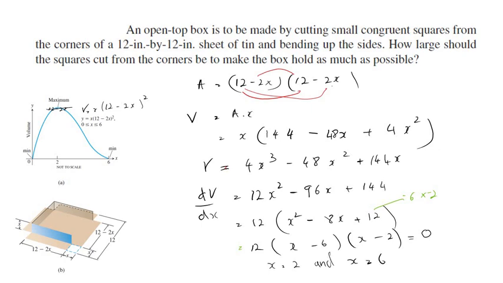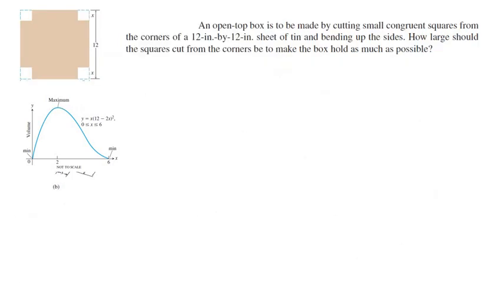Now out of these two values, we need to select the correct one, because there's only one value that makes this maximum. So let me show you how to choose that. Let me quickly write what we did in the previous slide. V is equal to x(12 minus 2x) squared, dV over dx is equal to 0 at x equals 2 and x equals 6.